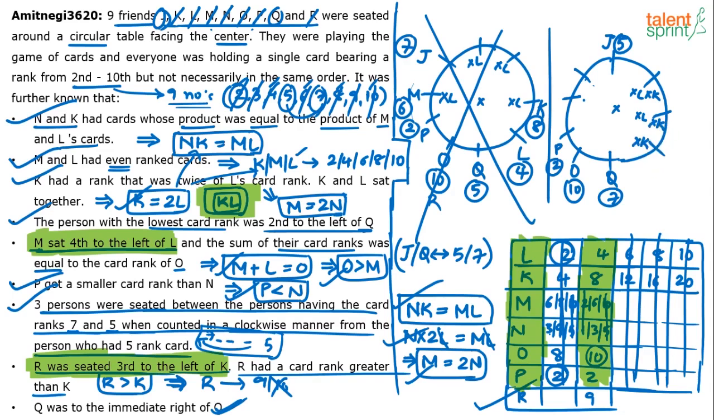These three are ruled out for K, because if K comes here, R was third to the left of K, right? K is here, first, second, third, R, not possible, already occupied by Q. If K comes here, first, second, third, R, not possible, already occupied by O. If K comes here, first, second, third, R, not possible, already occupied by P. So I think these three positions for K are ruled out. So the only possible positions for K are either this or this.